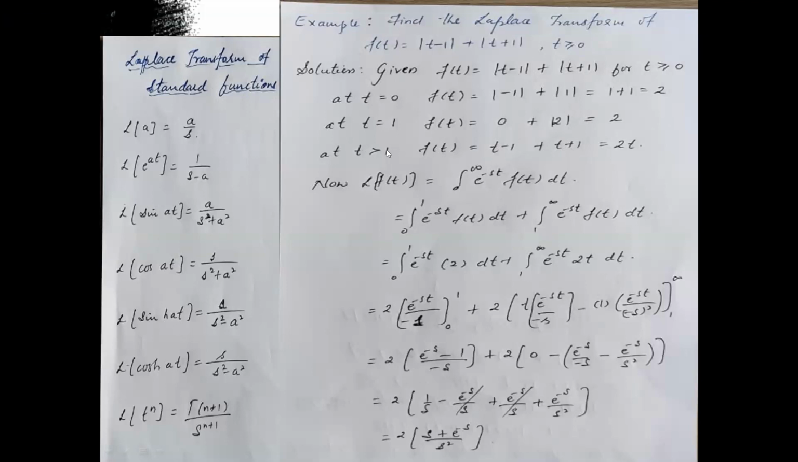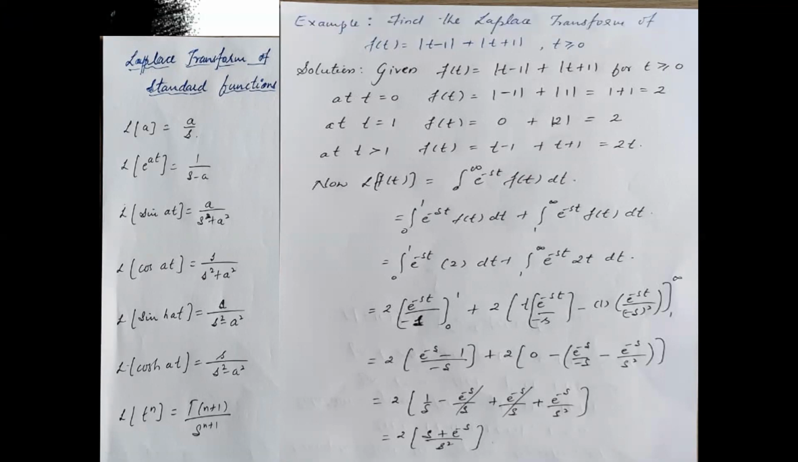Value of f of t for t greater than 1. So if you take any value of t greater than 1, t minus 1 is always positive. So I'll just remove mod and write t minus 1. Similarly, mod of t plus 1 will become t plus 1. If we add these two terms, minus 1 plus 1 cancels, we get 2t. So thus we have split this mod function: at t equal to 0, value of the function is 2. Again at t equal to 1, value of the function is 2. And for t greater than 1, function takes the value 2t.